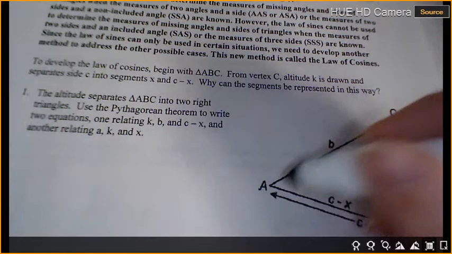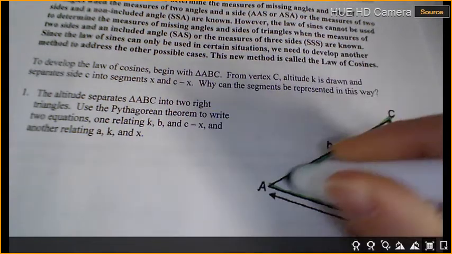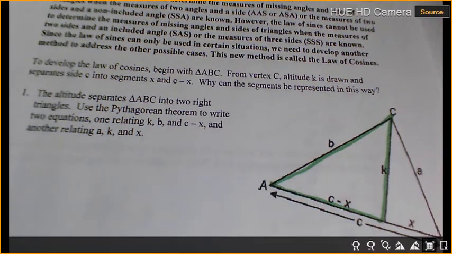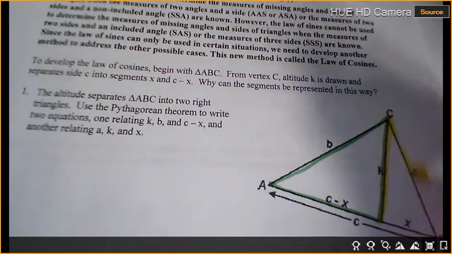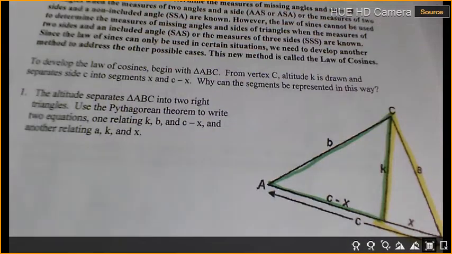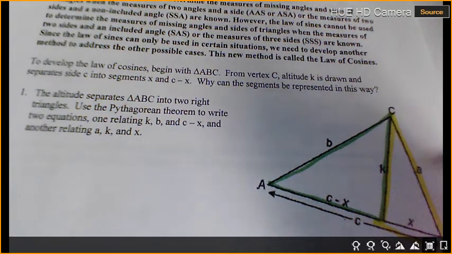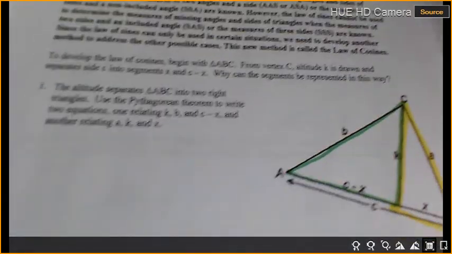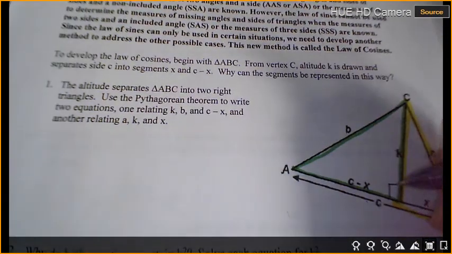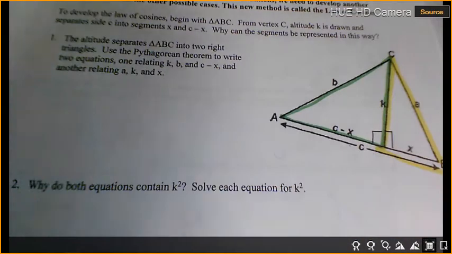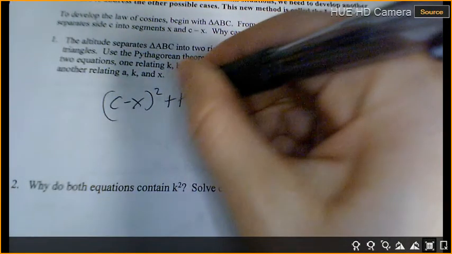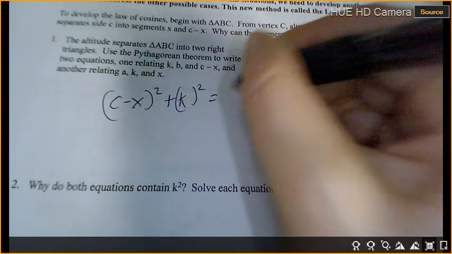So I'm going to outline one of them in green, and I'm going to outline the other one in yellow to clear up what we're talking about. We're going to use the Pythagorean theorem to write two equations, one related to K, b, and c minus x, and one related to K, x, and a. So doing the first one first, we know that the right angles are here, correct? So I'm going (c minus x) squared plus K squared equals b, the hypotenuse, squared.